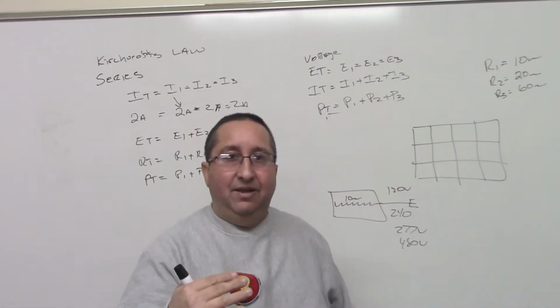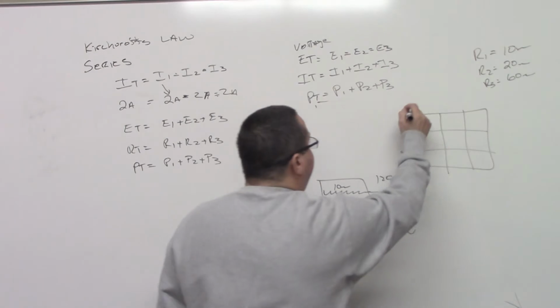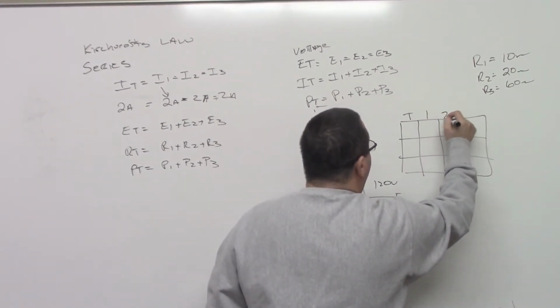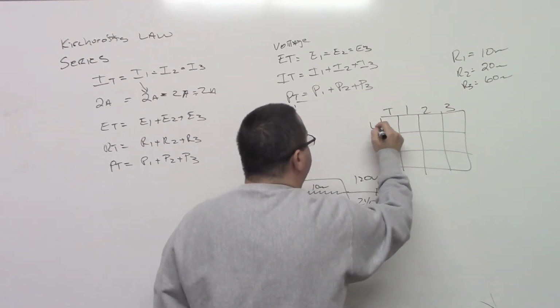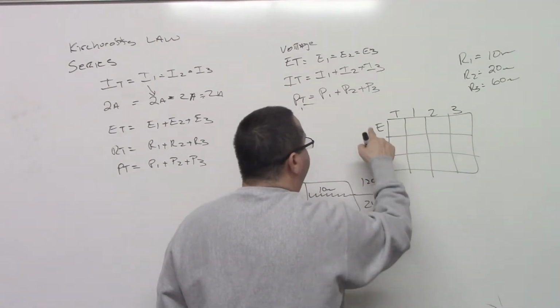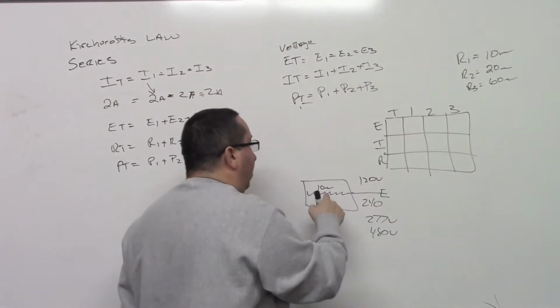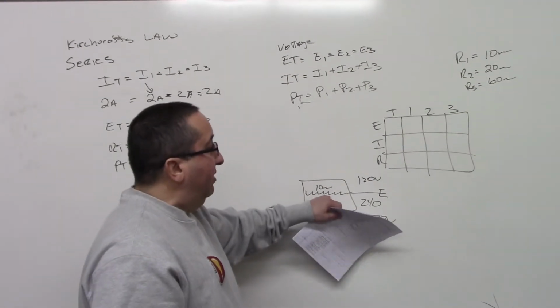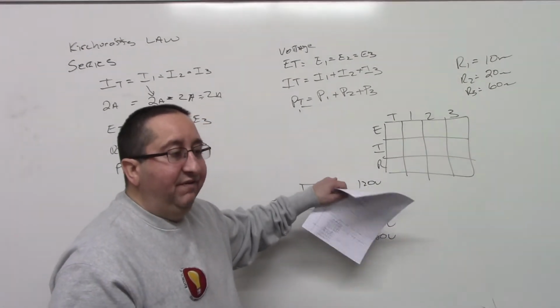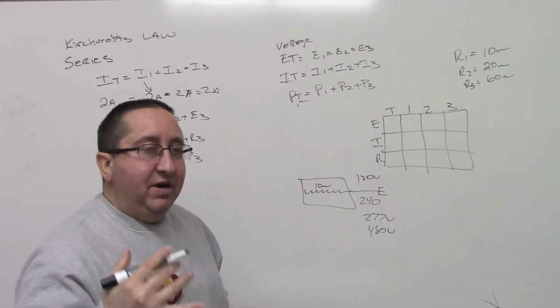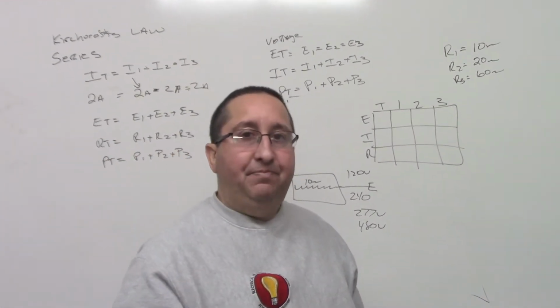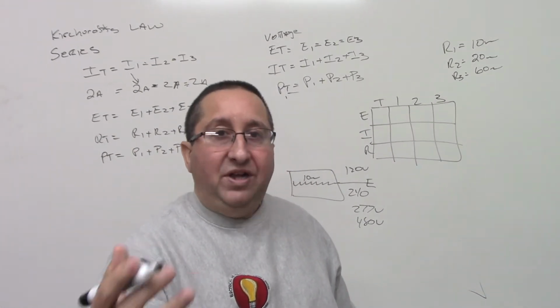So RT, this number right here, this is T, this is resistance 1, resistance 2, resistance 3. This is E, I, R: voltage, current, and resistance. RT will always be 10 ohms based on whatever the voltage is. So remember, in a parallel circuit, what stays the same? Voltage. So watch how simple this is.